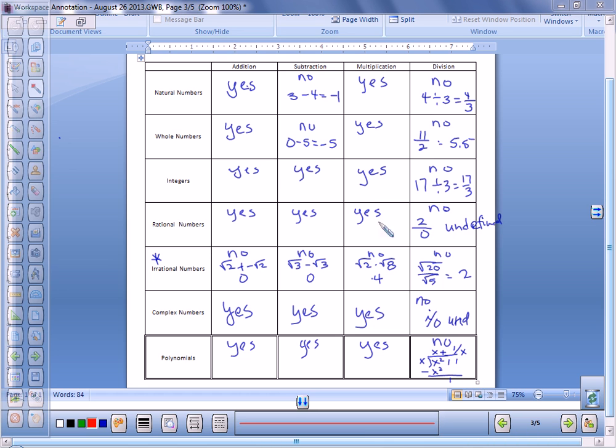All right, so whole numbers was yes, no, yes, no. Is that what you guys got? All right, integers, did you get yes, yes, yes, no? Yes. Excellent. Rational numbers, yes, yes, yes, no.